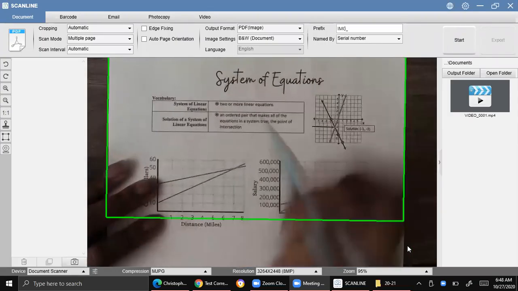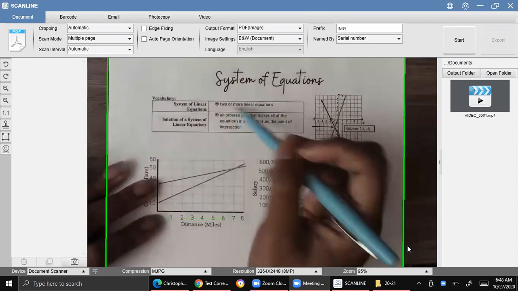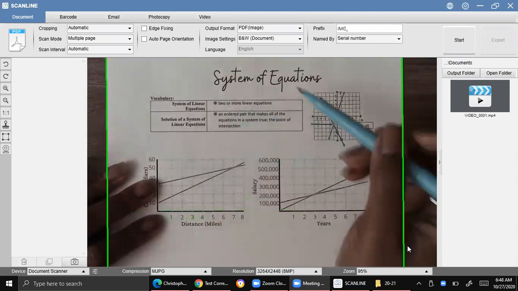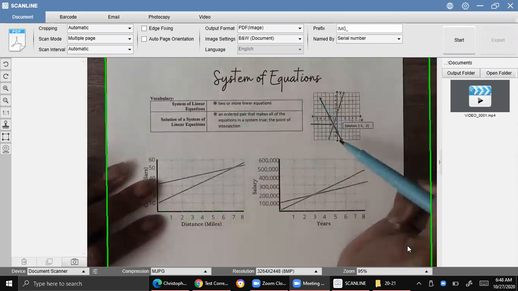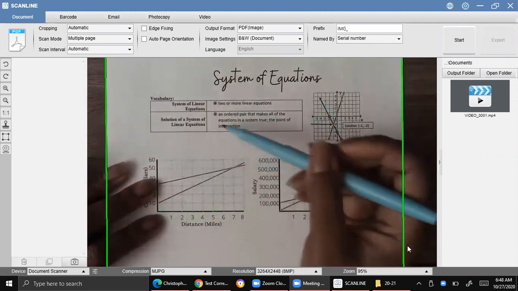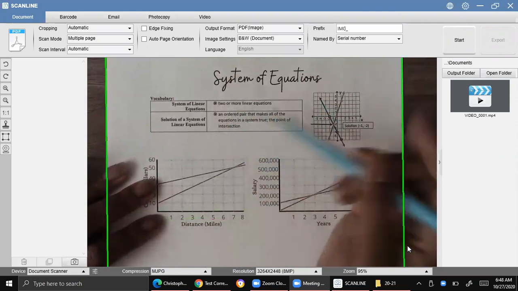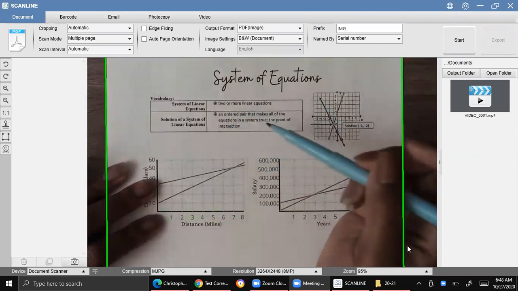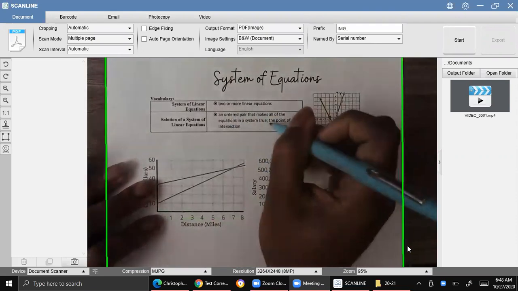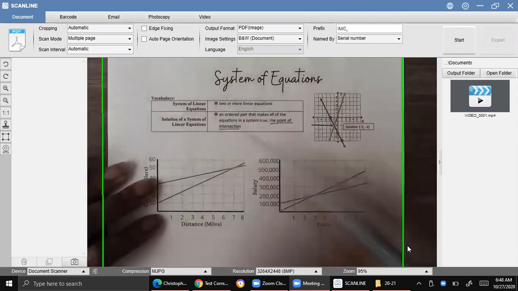So a system of equations is where you have two or more linear equations. For it to be a system of equations, you must have two or more equations plotted on the same graph. The solution of a system of equations is an ordered pair, one ordered pair that makes all the equations in the system true, the point of intersection. So that's what you're looking for, the point of intersection.